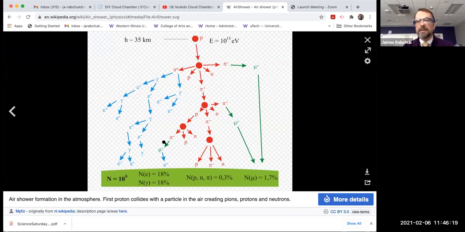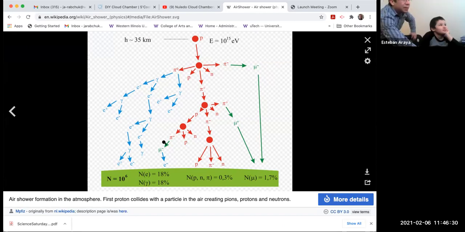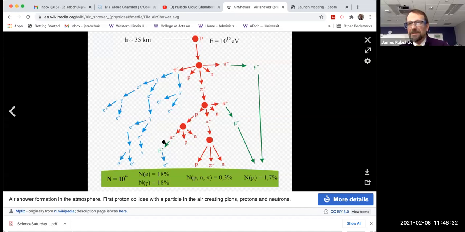The center of our galaxy is, Dr. Araya, how far is the center of our galaxy away from us? 26,000 light years away. So something that's traveling at nearly the speed of light would take 26,000 years or more to get to us. And that's amazing that in doing that, it's able to keep all that energy, to keep moving at nearly the speed of light that whole time.